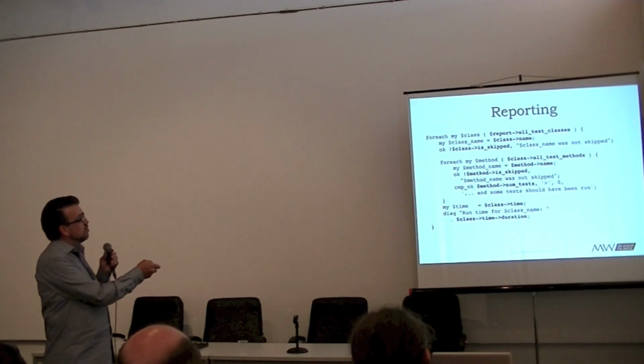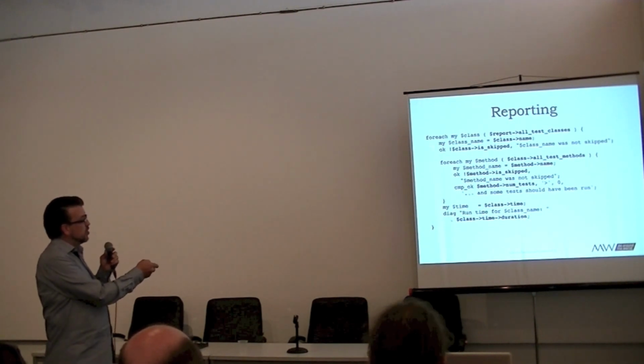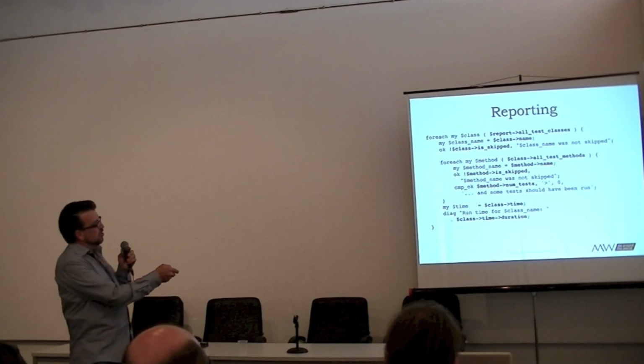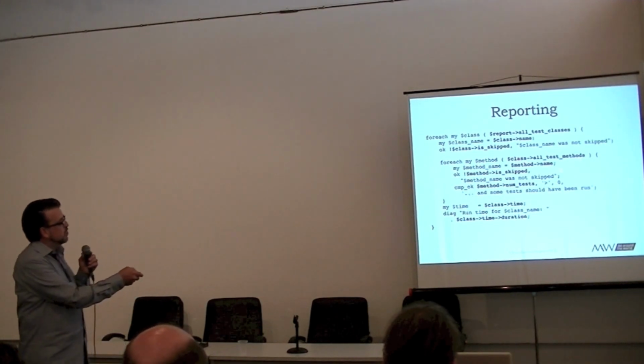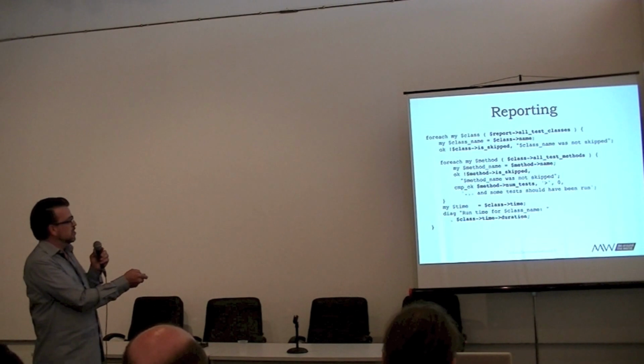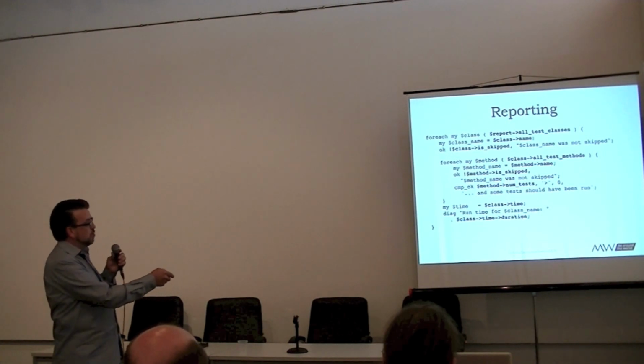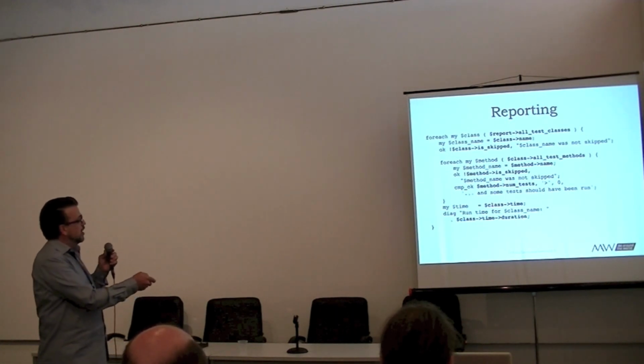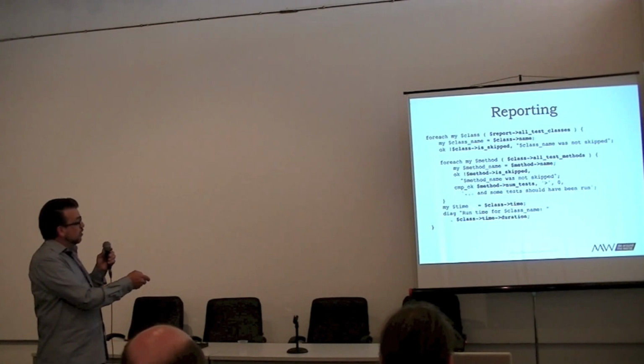Give me the class name. Was this class skipped? And we assert that none of our classes should be skipped. For all the test methods for this class, we get the method name, assert that the method was not skipped, assert that we actually had tests run for that method, and get a class time.